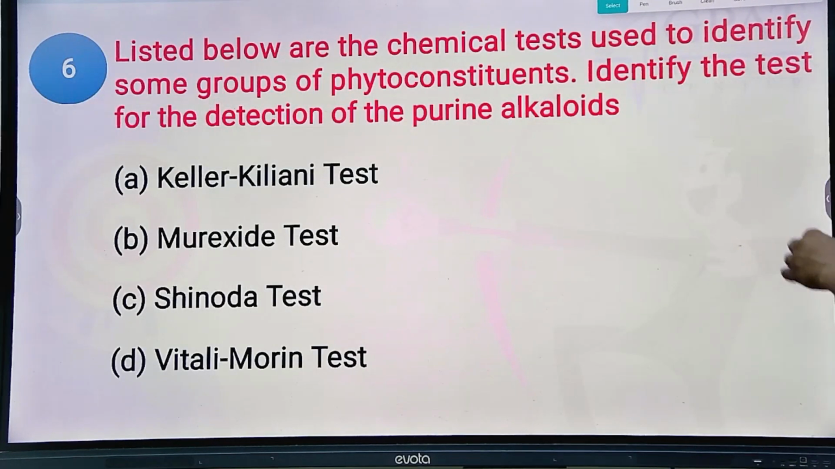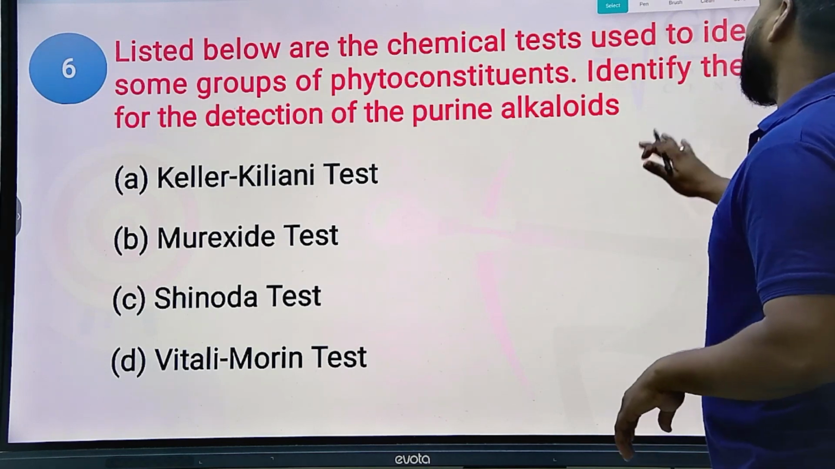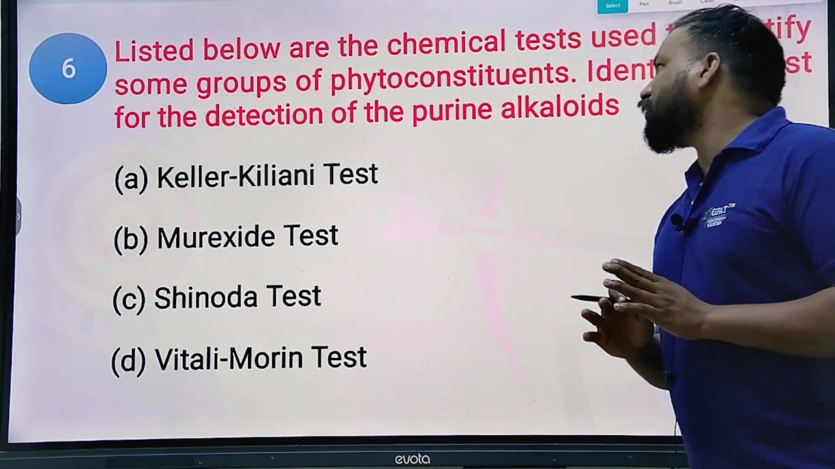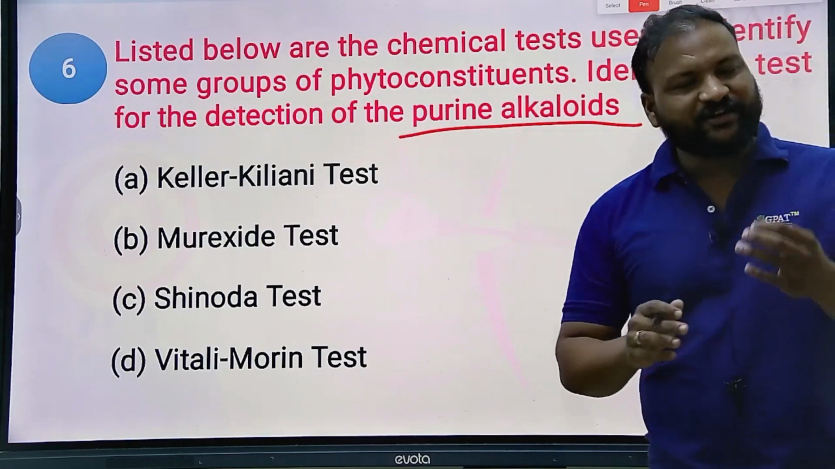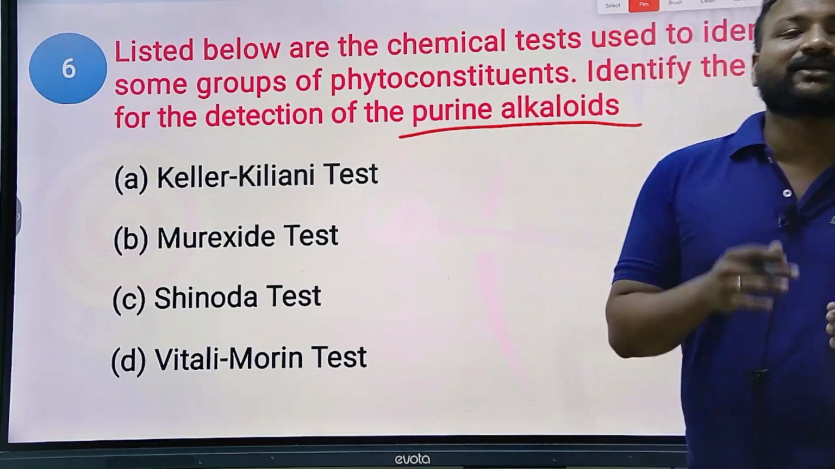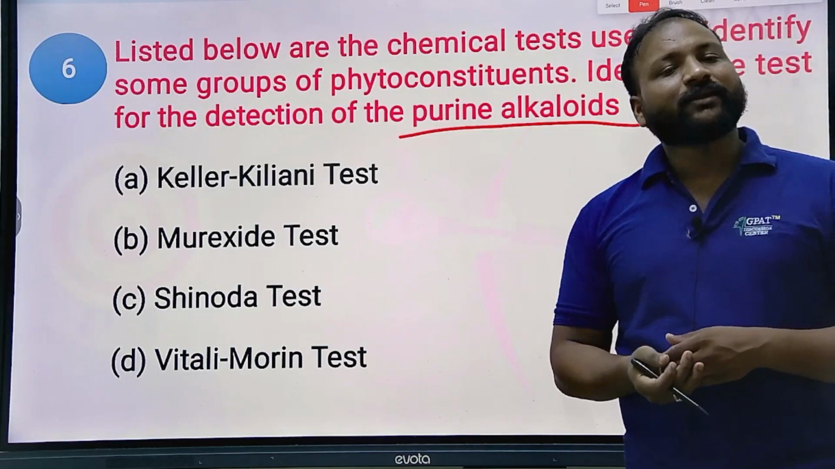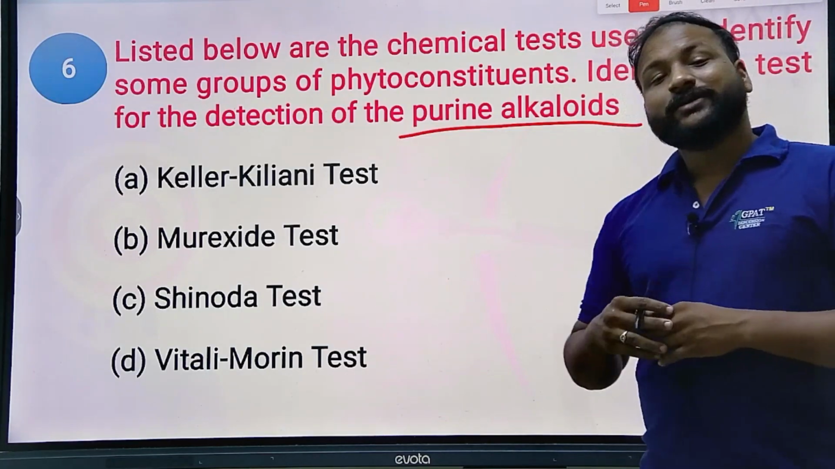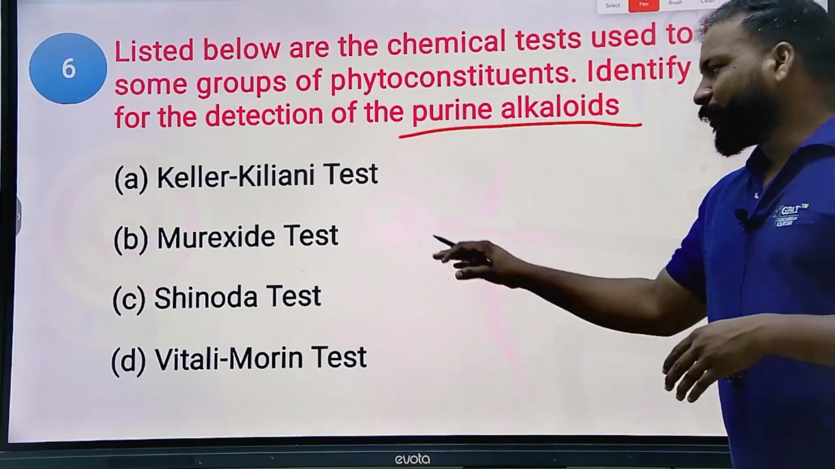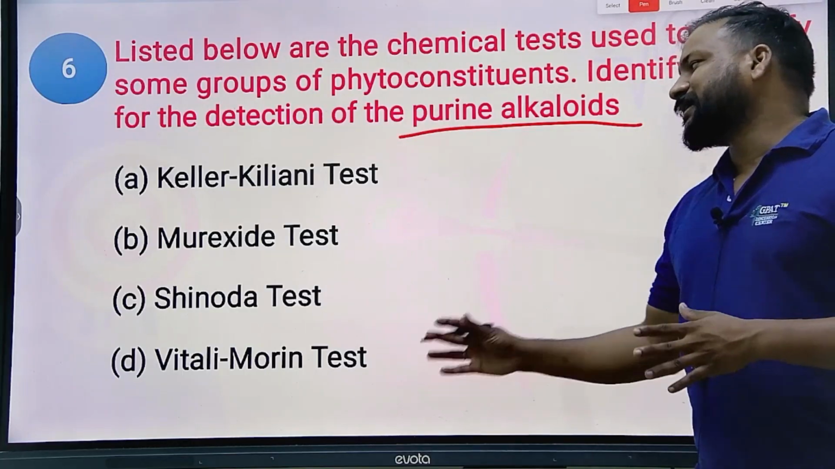Next question. Listed below are the chemical tests used to identify some groups of phytoconstituents; identify the test for the detection of pure alkaloids. Simple question. Which of the following tests is used to identify the pure alkaloids? Examples are caffeine, xanthine, cocaine; all these are pure alkaloids. Now tell me: Keller-Kiliani test, Murexide test, Shinoda test, or Vitali-Morin test.